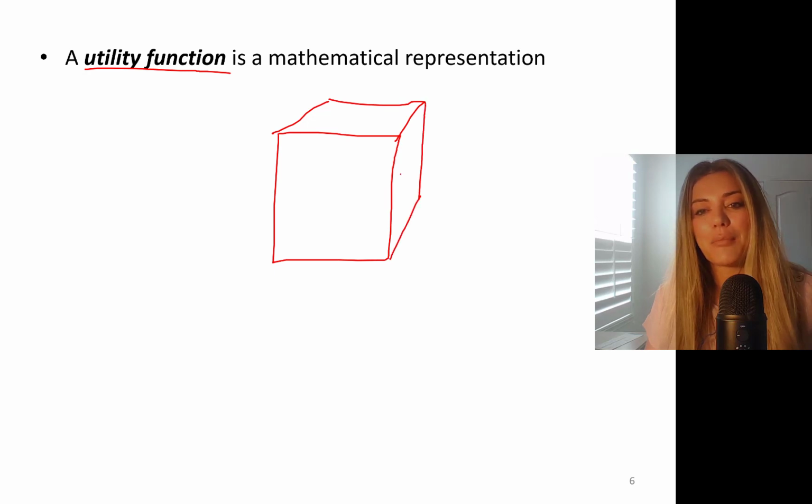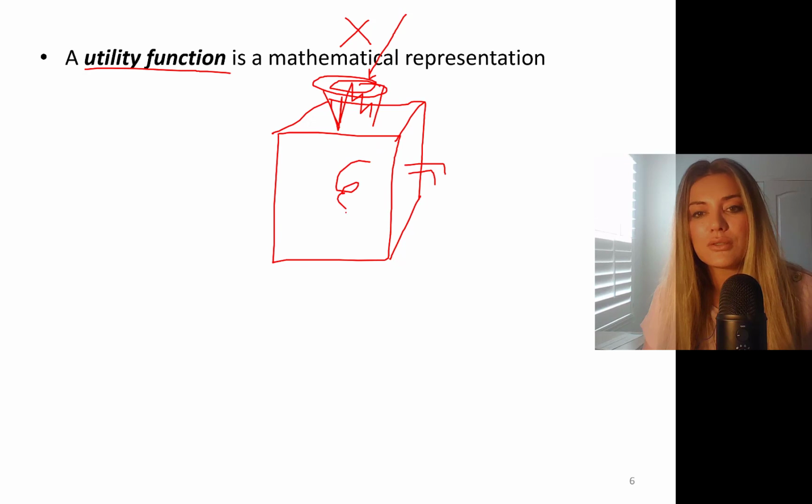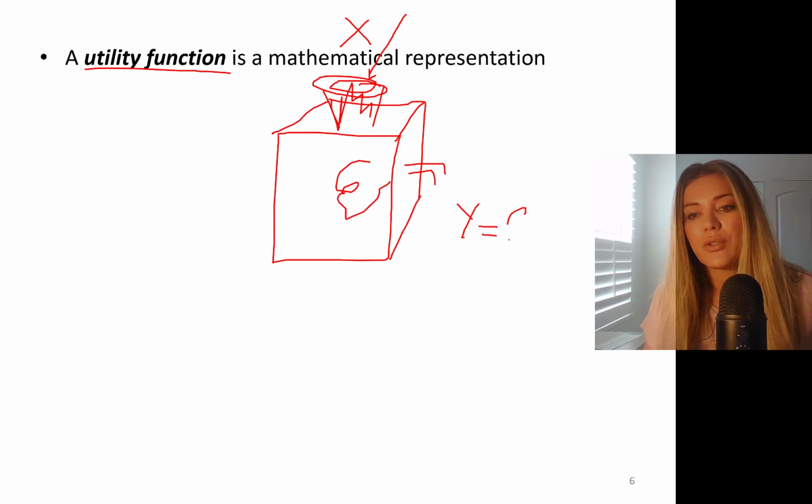Like a black box. Okay, so let's put a funnel on top. You put something here. You put X here. A function is like a machine. You put X in here, it does something to it, and it spits out Y, which is f of X. So a utility function is like a machine.